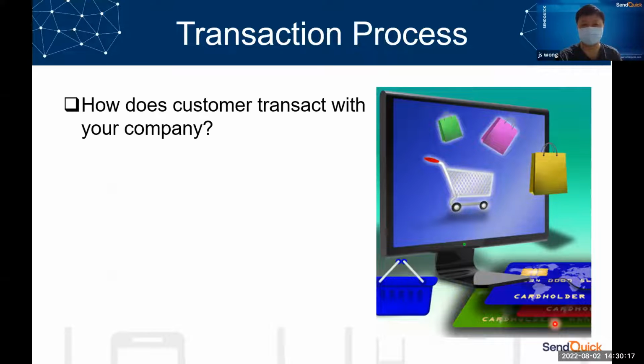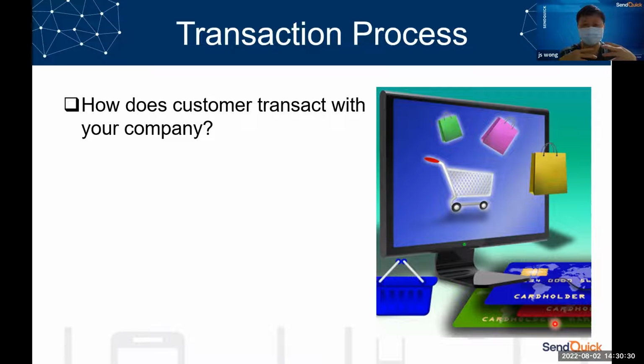So let's look at the transaction process first. So what does it entail, right? So the first question is that how does a company transact, how the customer transact with your company? So how do they interact with you? Is it a physical store? Is it an online store? Or is it virtual? Is it non-virtual?